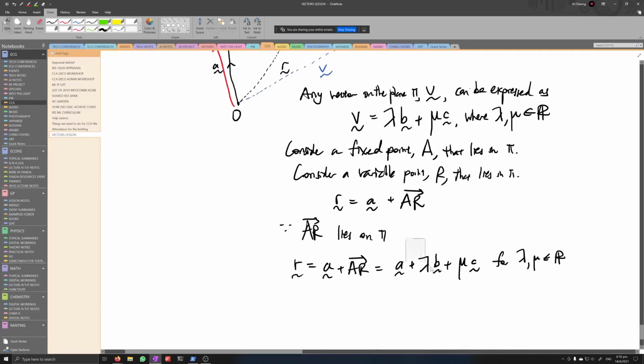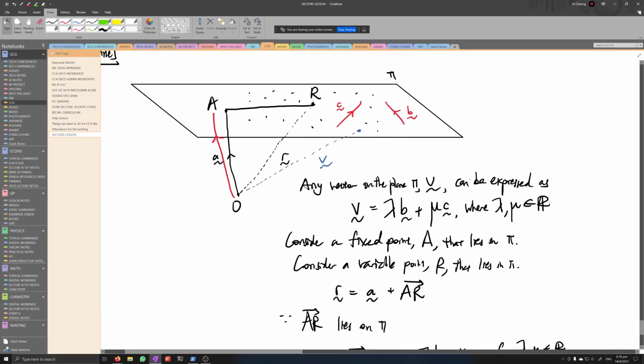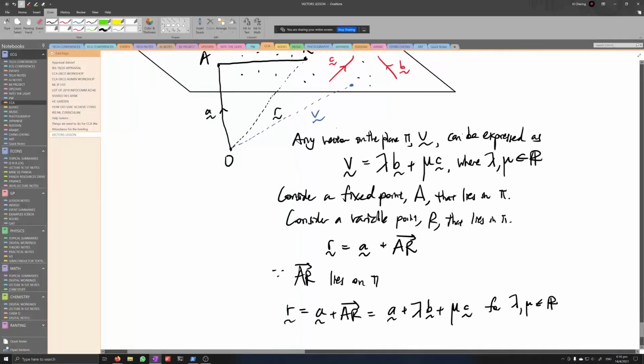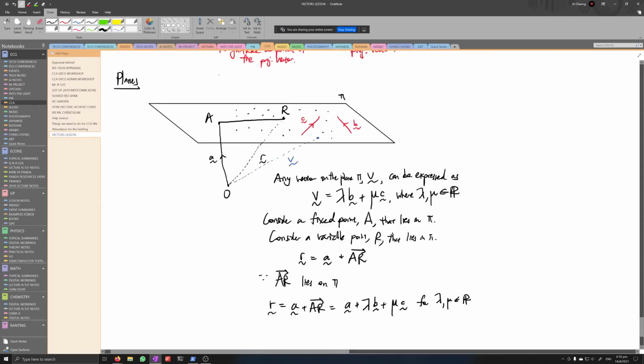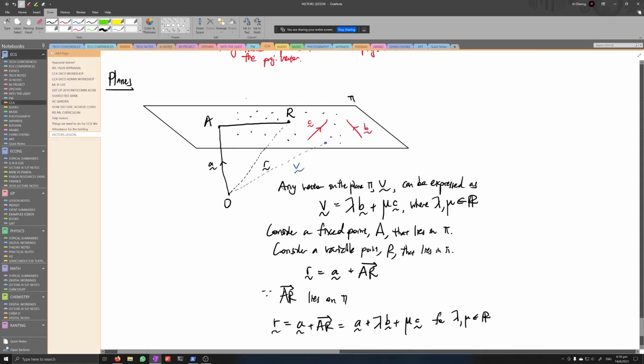So if we take all the possible real numbers of a lambda and a mu, then the shape that you will eventually form is this plane. Does that make sense? If anyone is confused by this notation, then just let me know.